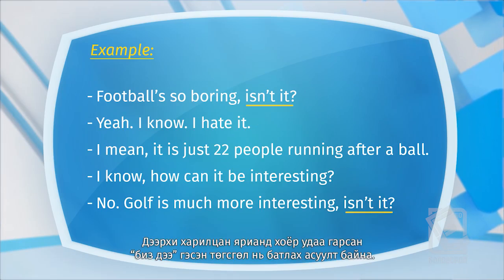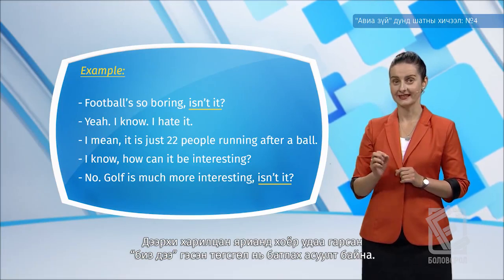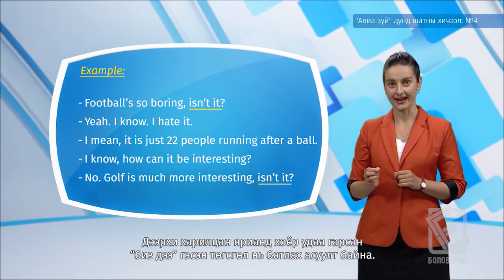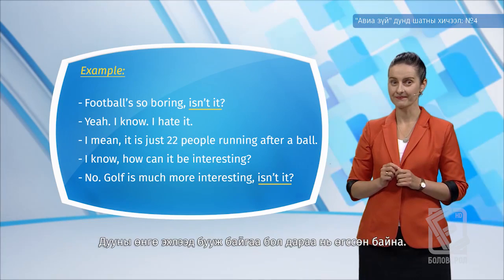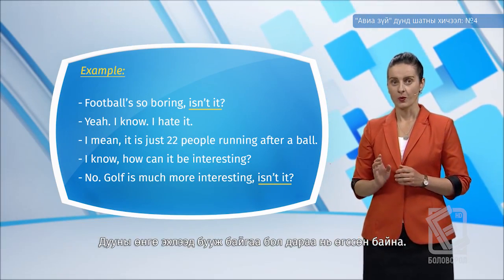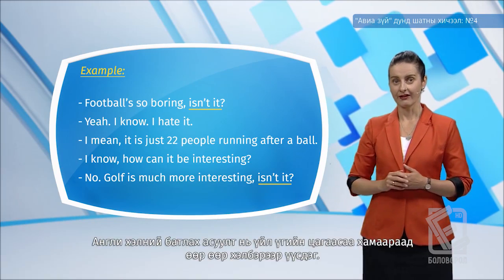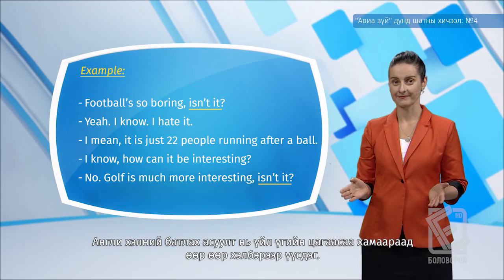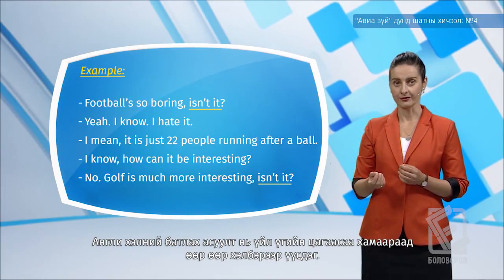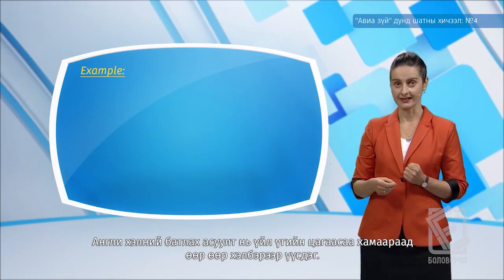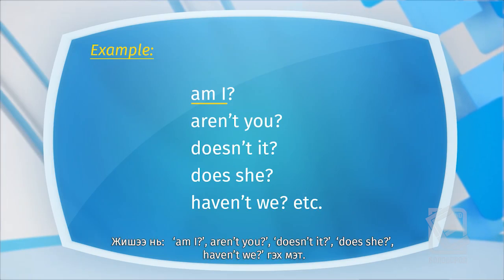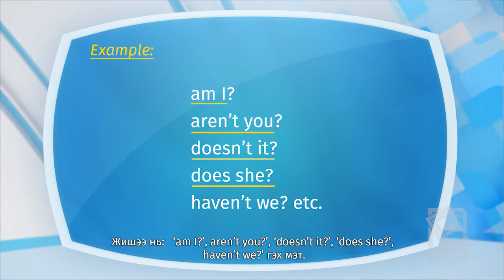This short question, isn't it, is called a question tag. You could hear this question tag 2 times in this short conversation. First, however, with a falling tone, at the end with a rising tone. There are many kinds of question tags according to the verb tenses of the sentences. For example, am I? Aren't you? Doesn't it? Does it? Haven't we? Does she? Doesn't she? Etc.